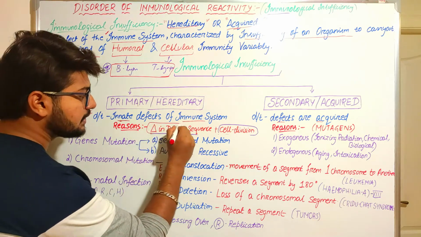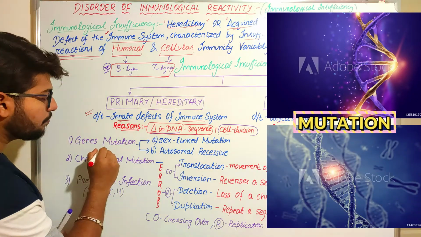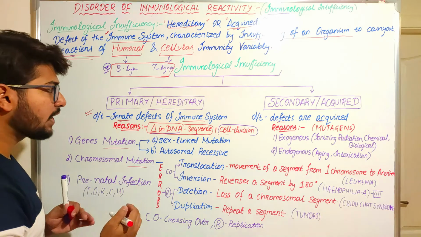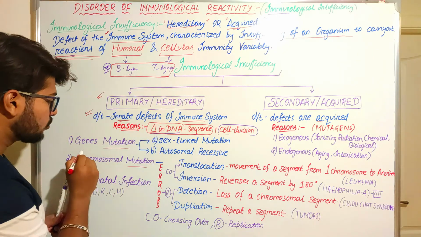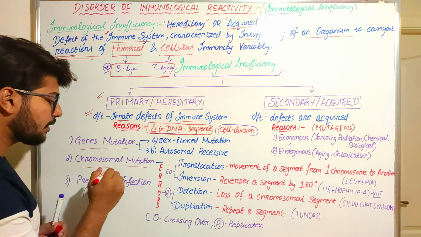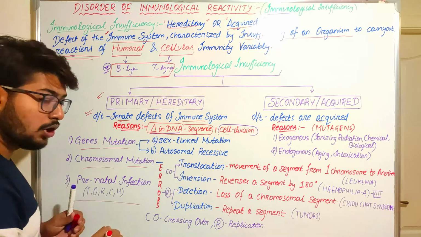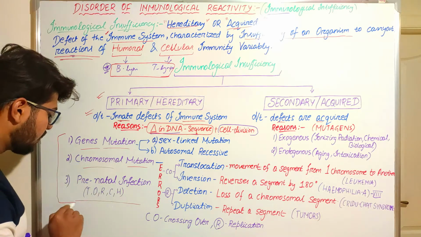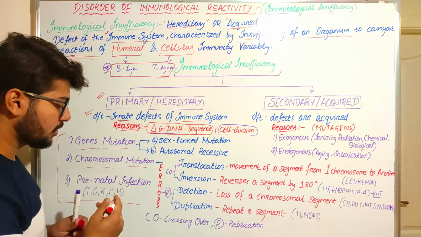This change in DNA sequence is nothing but mutation. So the mutation will be the primary causing factor of the hereditary immunological insufficiency. So it can be gene mutation, it can be chromosomal mutation, and thirdly there lies one more thing, that is prenatal infections. So these three terms will cause this primary or hereditary immunological insufficiency.